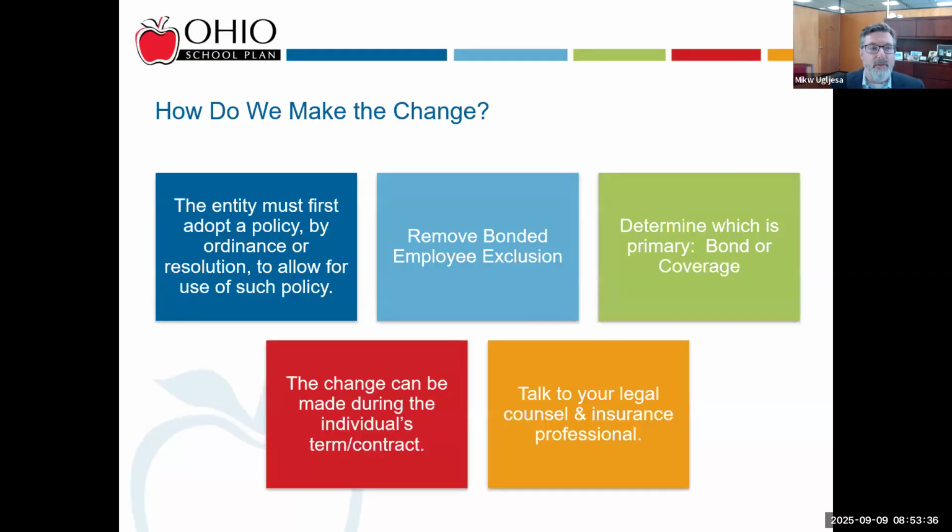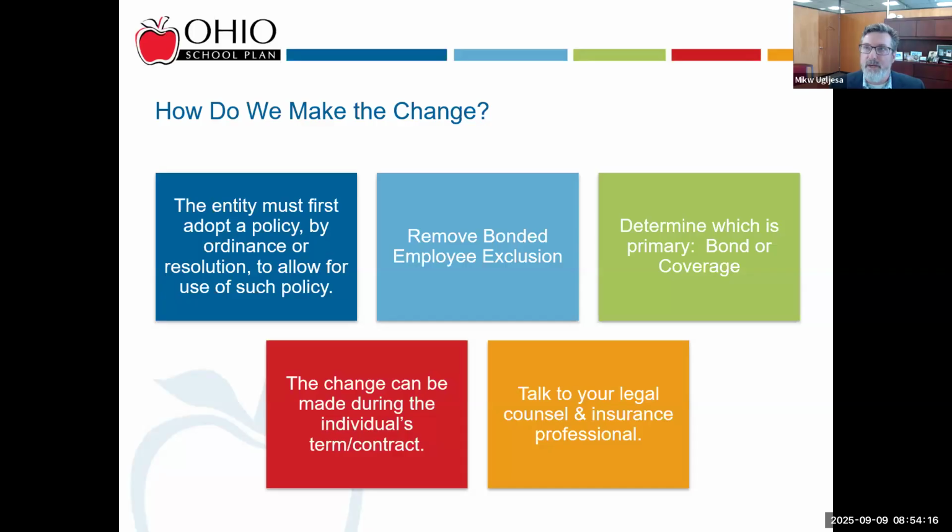So how do we make the change? How does my district make the change? What do I have to do? You do have to understand that you do have to make the change. Because the law's in place, it just doesn't magically happen. You have to intentionally make the change to switch from utilizing a bond versus insurance. And the school must adopt by a policy or ordinance or resolution to allow the use of such an insurance policy to finance the coverage.